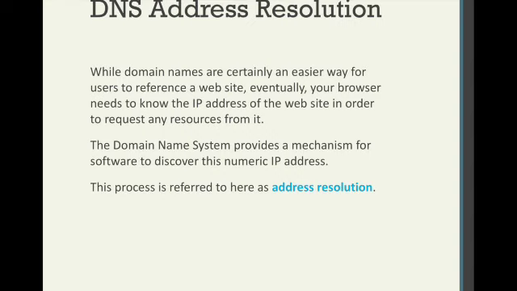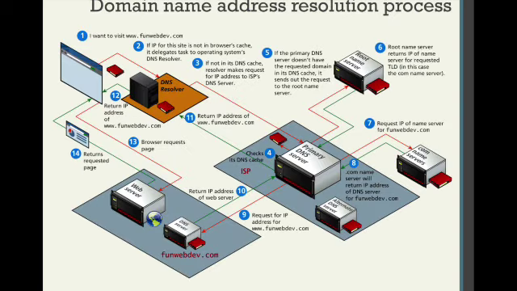So as I just mentioned, when you type the domain name of a website into the browser's URL address bar, eventually your browser needs to know the IP address of the website in order to request any resources from it. So the DNS provides a mechanism for software to discover this numeric IP address. This process is referred to as address resolution. So how does it work? This figure illustrates the domain name address resolution process.